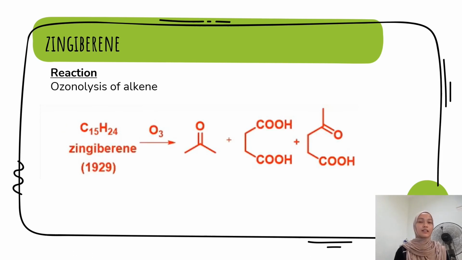Lastly, let us see a reaction involving zingiberene. We found one of the reactions is called ozonolysis of alkene. This method is widely used for locating the double bond of an alkene. As we can see here, zingiberene as an alkene will react with ozone, O3, to produce an unstable compound called molozonide. The molozonide will rearrange spontaneously to form a compound called ozonide.